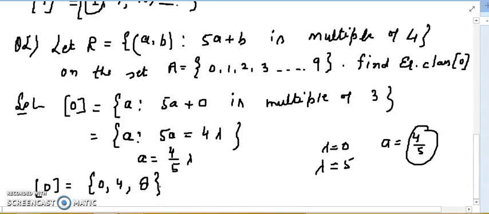Are you getting my point? If you're taking more than 8, that cannot be taken. Why? Because in the set A you can take only up to 9. Your value of a cannot be beyond 9. All right, so the equivalence class for 0 is 0, 4, 8.